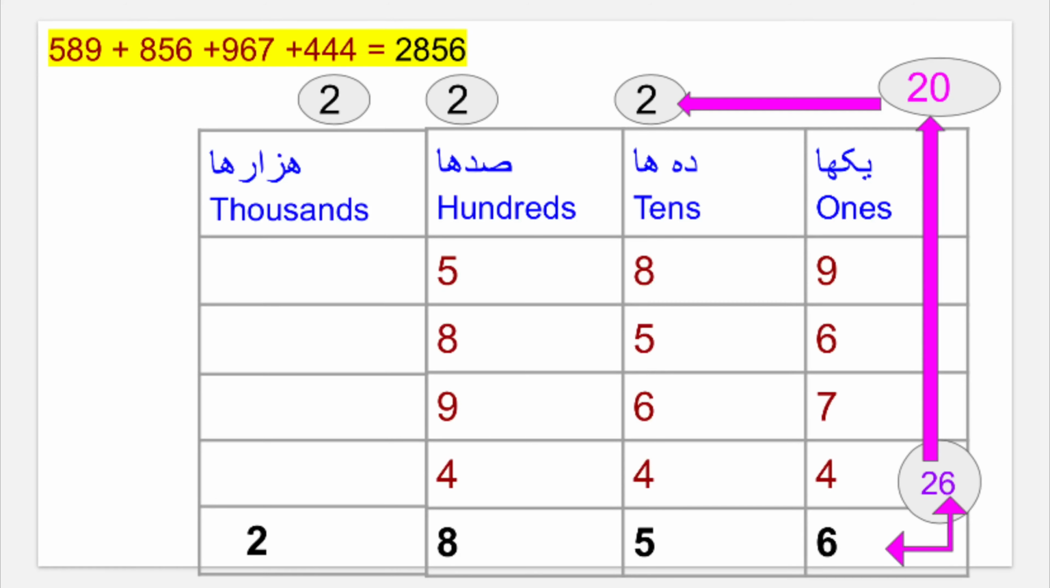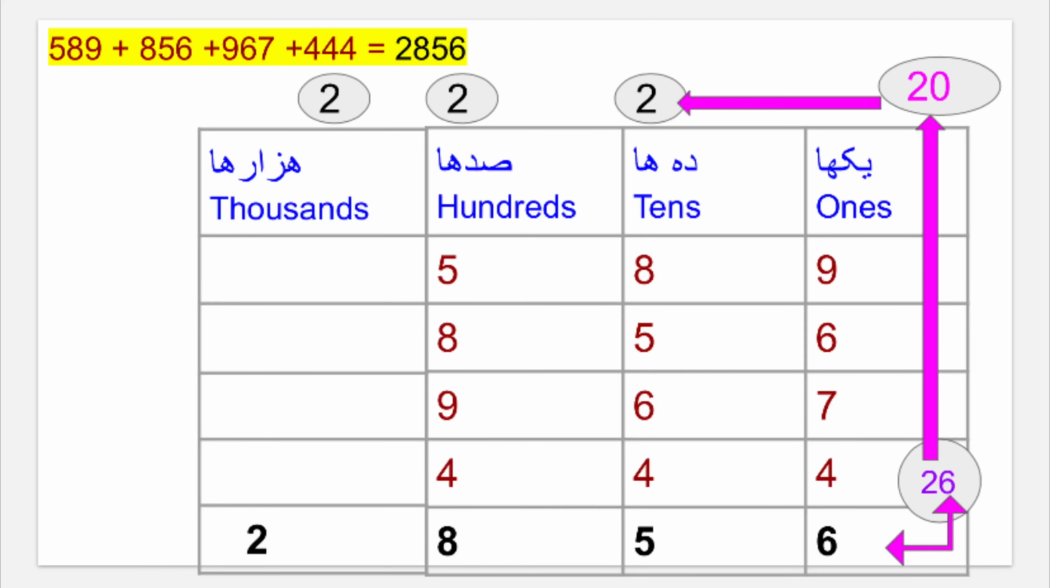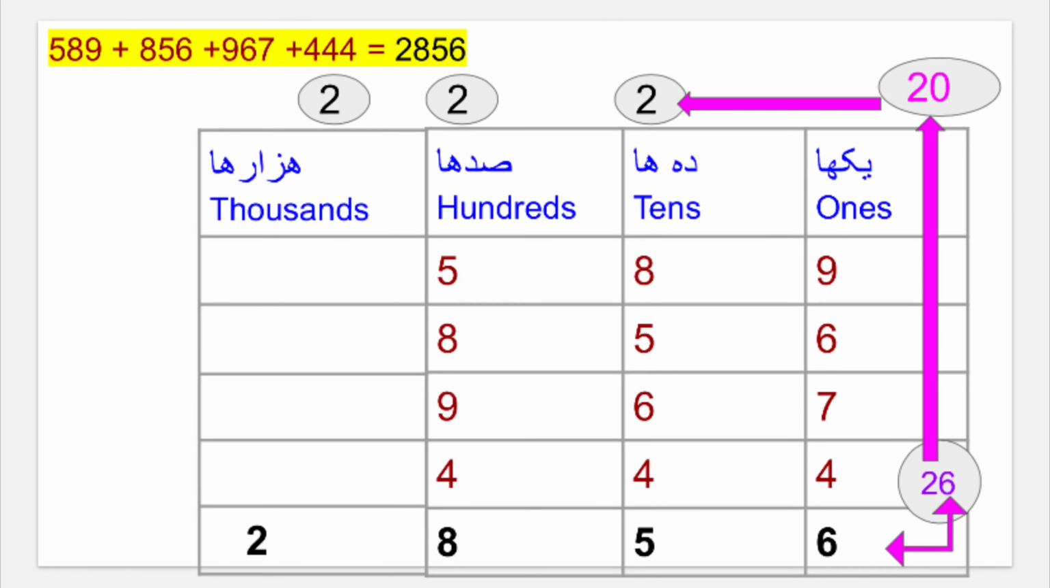I put the 8 underneath the hundreds, but 20 hundreds is 2000. 20 hundreds is 2000. I'm going to take it and put the 2 on the top of the thousands. It's 2000. So the 2 in the circle, I'm going to bring it down under the thousands column, and the total is going to be 2856.